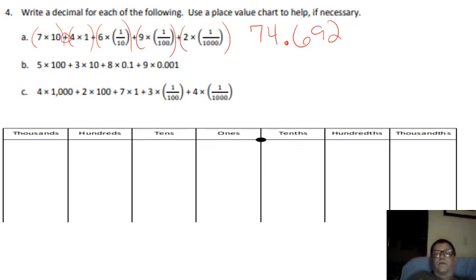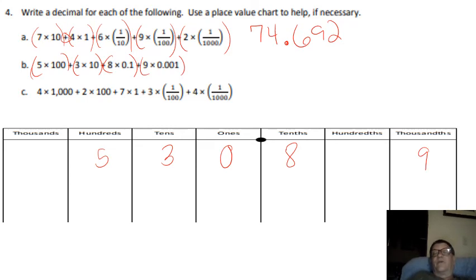Okay, our next one. I'm going to go and write them in again. 5 times 100. That's going to give me 5 hundreds. 3 times 10 will give me 30. 3 tens. 8 times 1/10. I have to put the 8 in the tenths spot. You notice there's nothing in the ones. So that means I have to put a 0 there. Then we have 9 in the thousandths place.